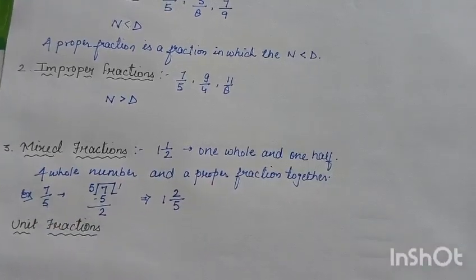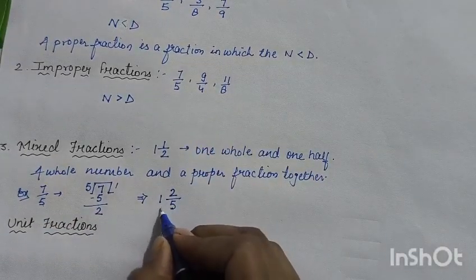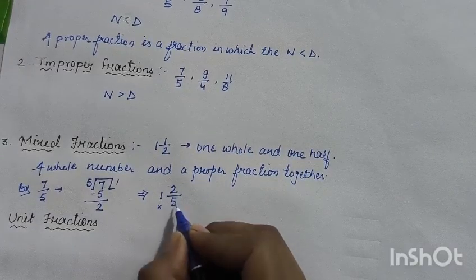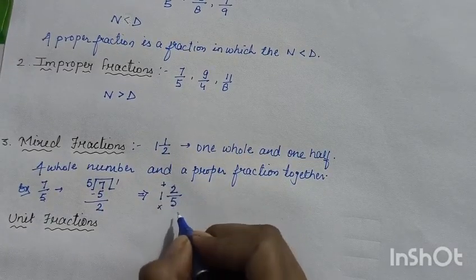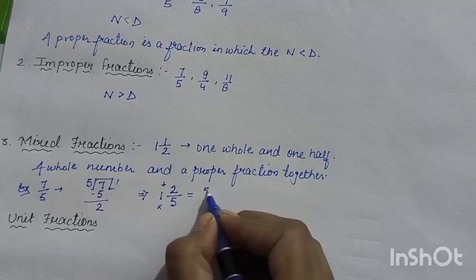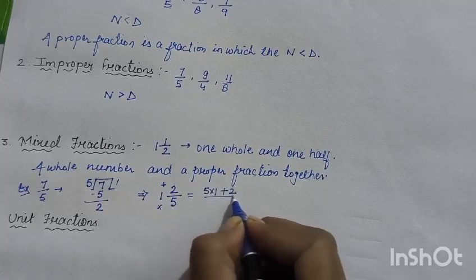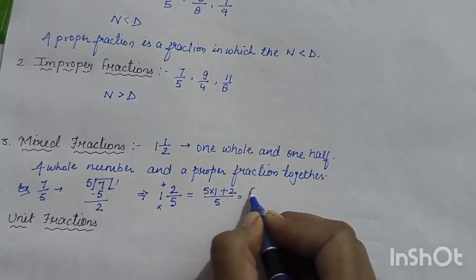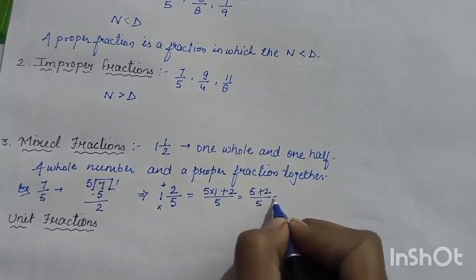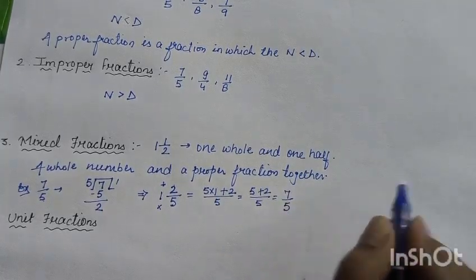Now you can ask, ma'am, how? So we can do 5 ones are 5. In between these two numbers we can multiply. 5 ones are 5 and then plus 2, 7. 5 ones are 5 plus 2 and the denominator is the same. The 5 plus 2 by 5 is equal to 7 by 5.